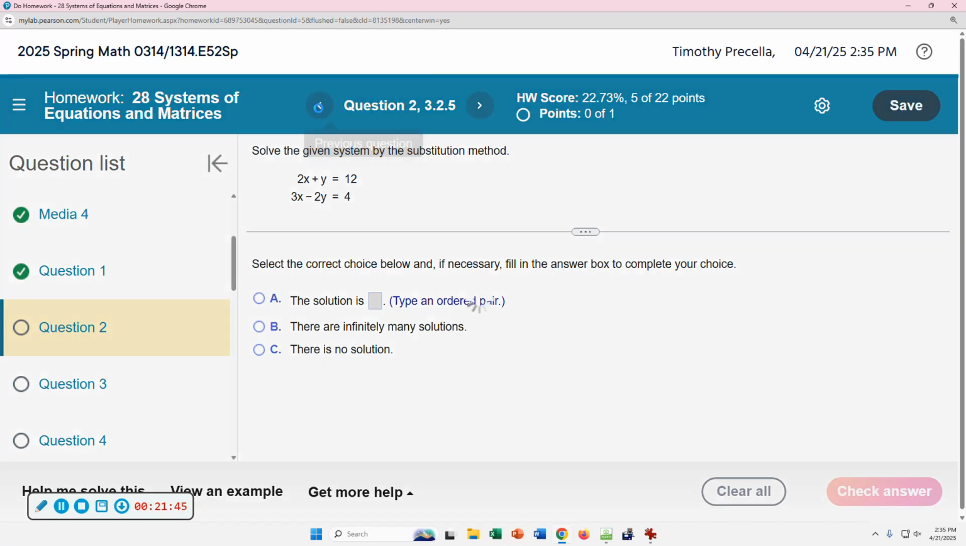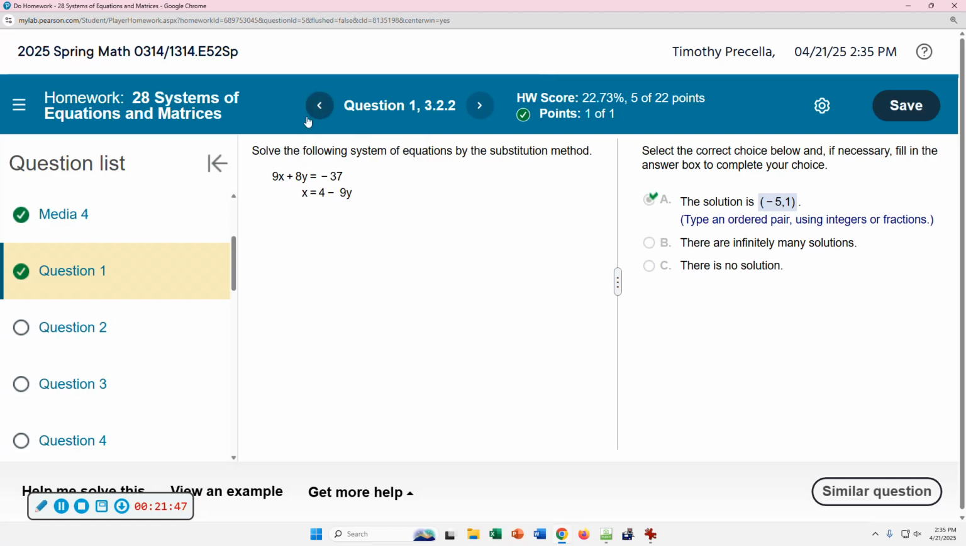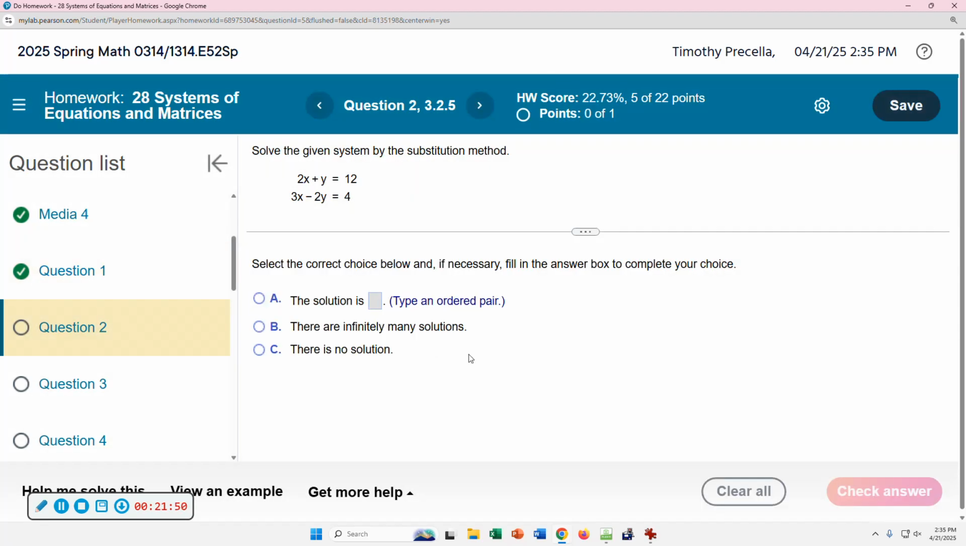Okay, let's look at number 2 here. On number 2, there's not one variable already isolated for us, is there? So let me write it down, and then we'll discuss how we're going to do it. It still says solve using the substitution method. So problem 2: 2x plus y equals 12, and 3x minus 2y equals 4.